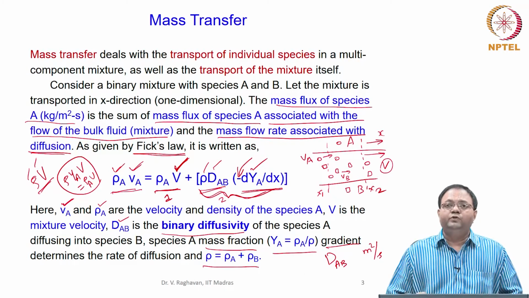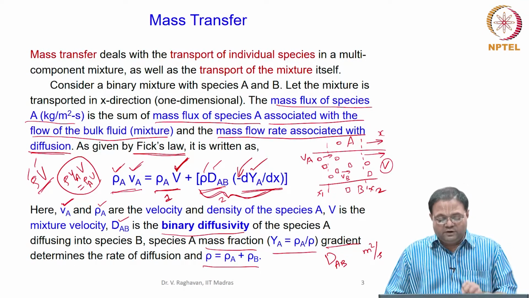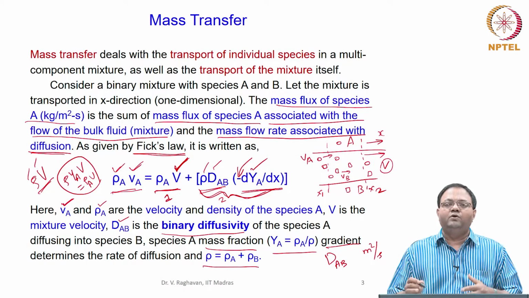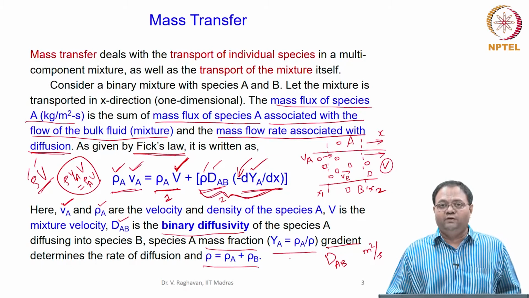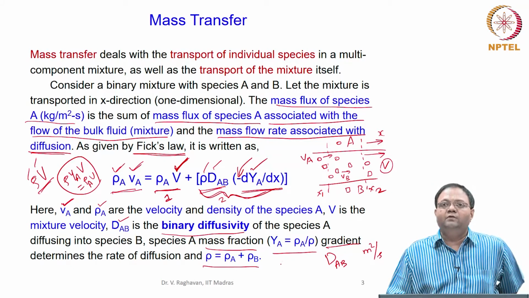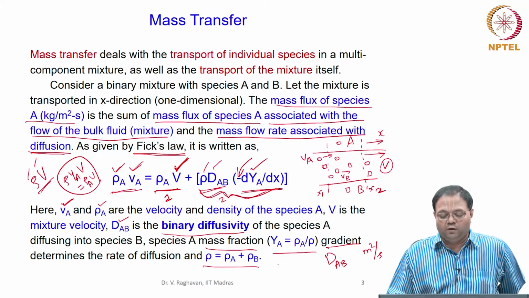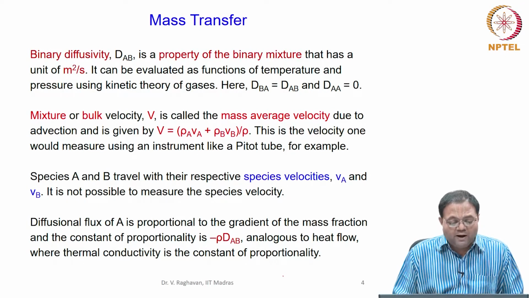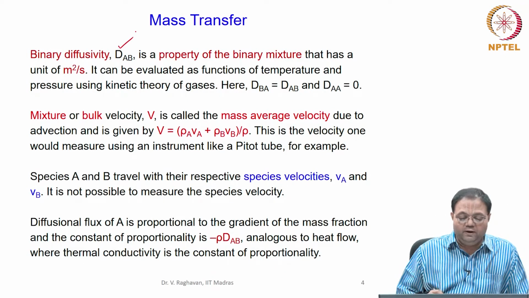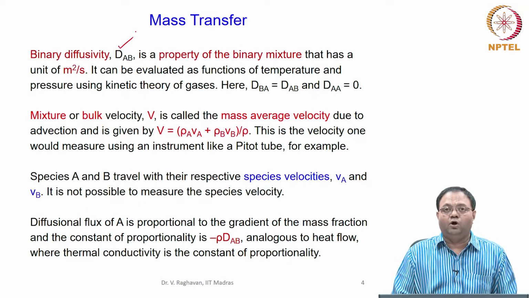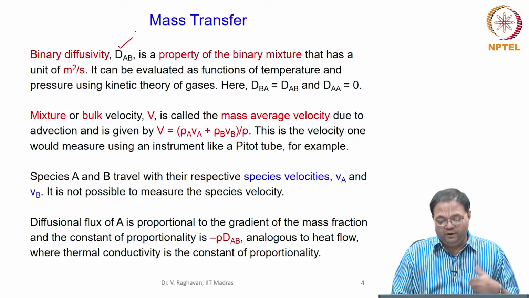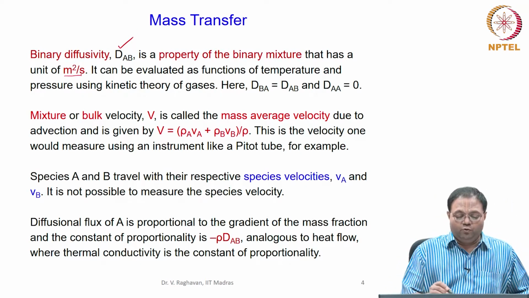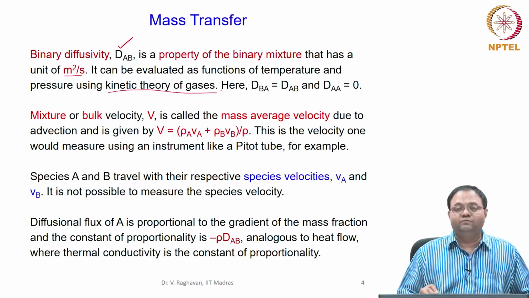Individually, you have to have this statement written for all the species A, B. But you need not consider all the species. If you have capital N number of species in a mixture, then we have to resolve for at least N minus 1 species. Now, binary diffusivity DAB is the property of the binary mixture constituted by any two species A and B. And it has a unit of meter square per second, and this is evaluated by using fundamental principles of kinetic theory of gases, like thermal conductivity, etc.